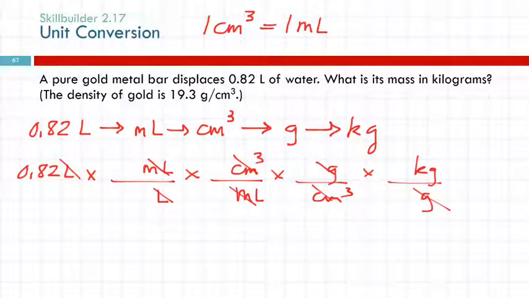Okay, so we got all the units straightened out. Now we need some numbers. Well, the density is given to us here, 19.3 grams per cubic centimeter. So I'm going to find the term that has grams and cubic centimeters. And the 19.3 goes with the grams, and 1 goes with the cubic centimeter. Cubic centimeters and milliliters, exactly the same thing. That's 1 to 1.